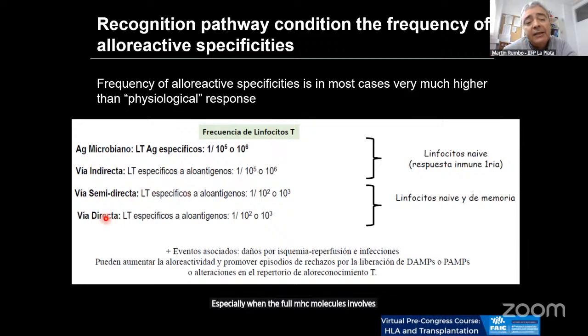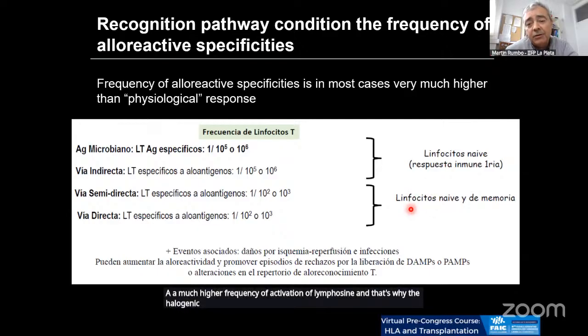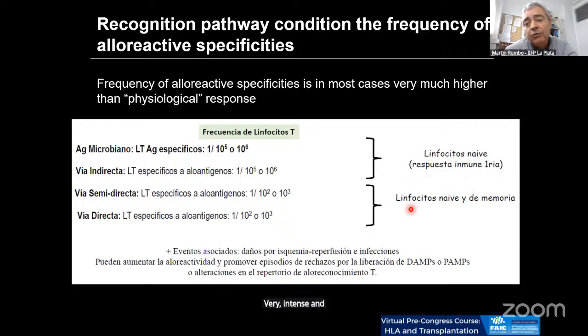So the direct and the semi-direct allorecognition pathways have a much higher frequency of activation of lymphocytes, and that's why the allogenic response is very intense, and we need to have immunosuppressive regimes after solid organ transplantation to prevent this. But also the indirect pathway, which has a much lower response, is a pathway that lasts several years, and it's always a threat. So that's why normally the immunosuppressive regime after solid organ transplantation is not suspended.